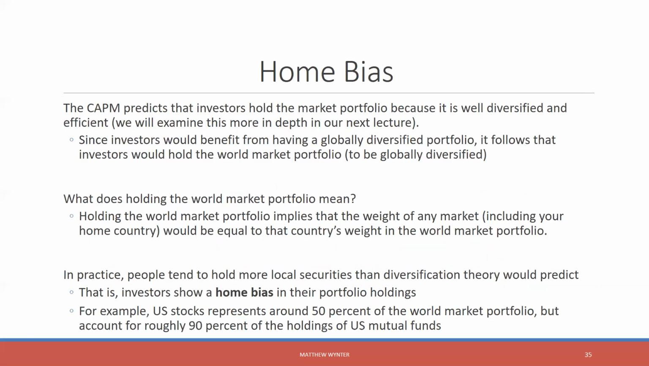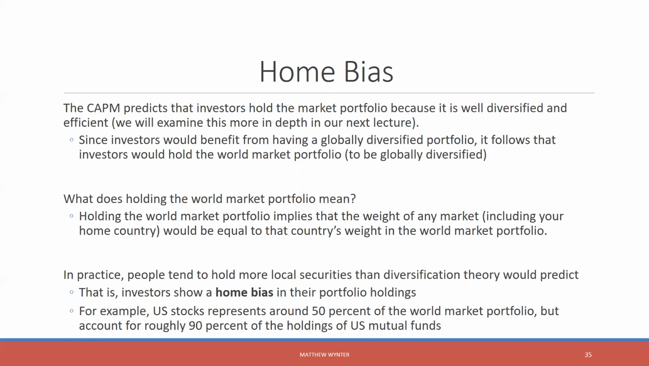Okay, the CAPM predicts that investors hold the market portfolio because it's well diversified and efficient. So we'll examine that in more depth in our next lecture. But for now, let's take it as a given. Since investors would benefit from having a globally diversified portfolio, it follows that investors would hold the world market portfolio to be globally diversified. What does holding the world market portfolio mean? Holding the world market portfolio implies that the weight of any market, including your home country, would be equal to that country's weight in the world market portfolio.